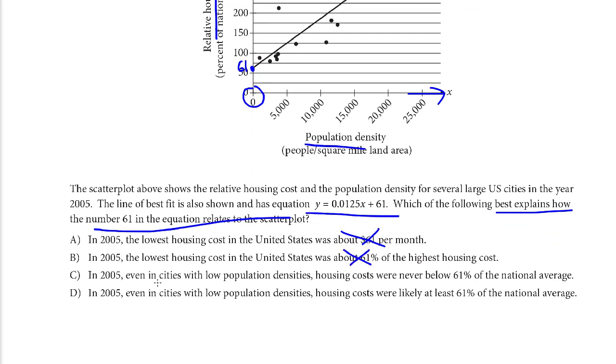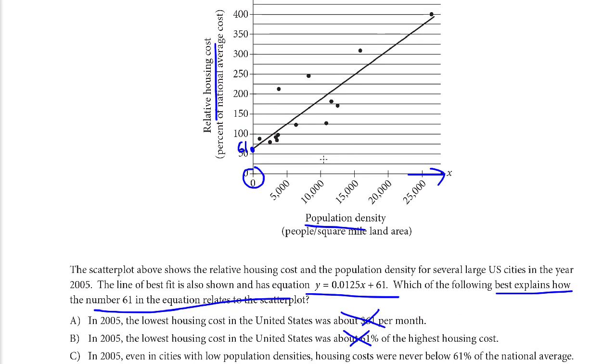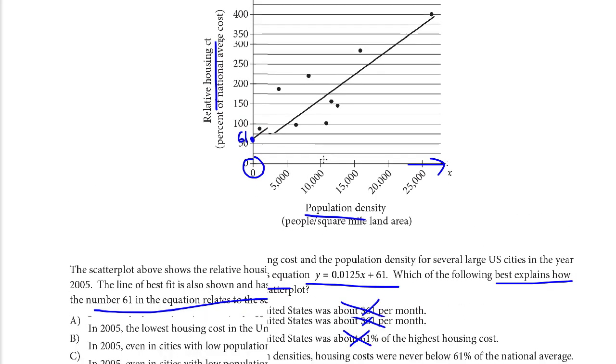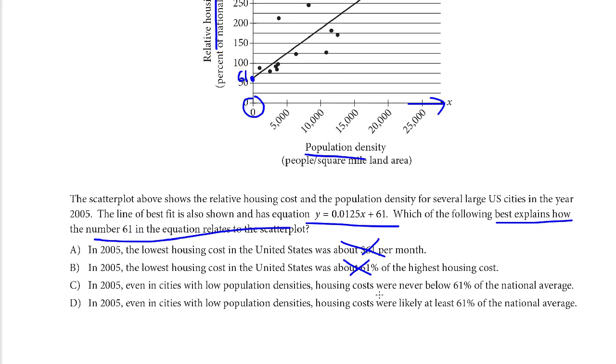In 2005, even in cities with low population densities, housing costs were never below 61% of the national average. So let's see. Housing costs were never below. Well, that's not quite right, because never below is too extreme. That suggests there were never any houses that got below 61%. So that's absolutely incorrect.